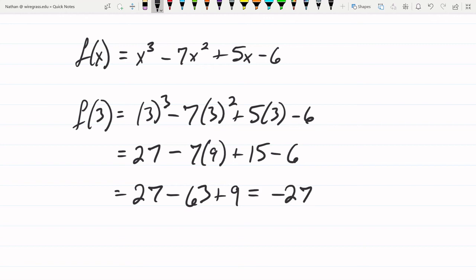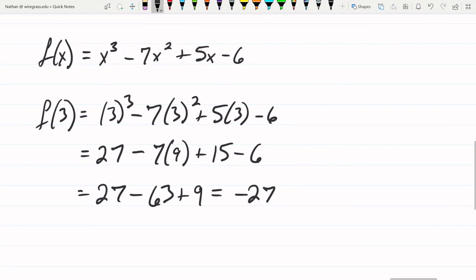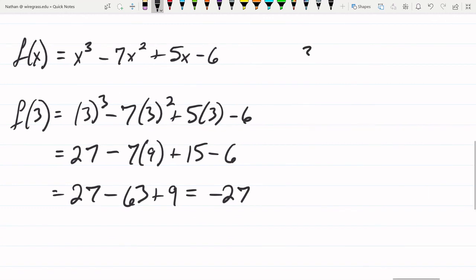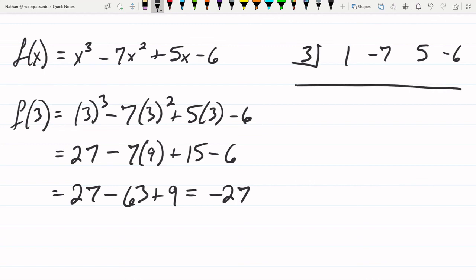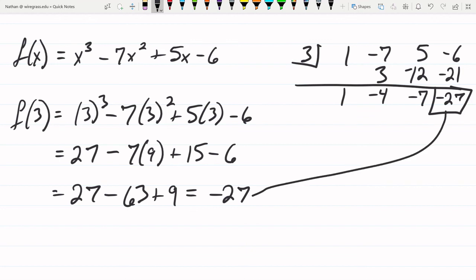Now, what I'm going to do instead is use synthetic division on this and use 3 as the divisor. So we have 1, -7, 5, and -6. Add going down, multiply going up. -4. This gives us -12. 5 minus 12 is -7. 3 times -7 is -21. And add going down gives us -27. And -27 is the value that we found for f of 3.